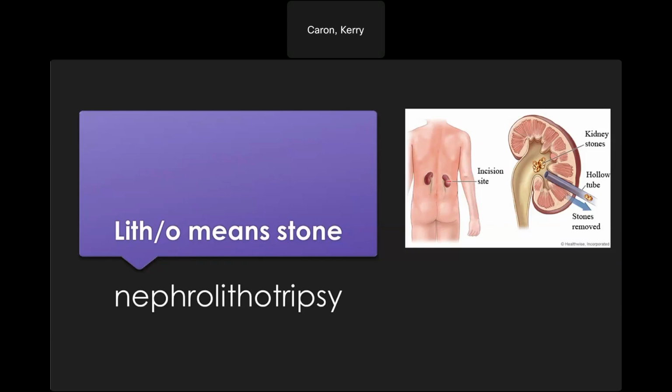Litho, we've had this one, is stone. So nephrolithotripsy is crushing of a kidney stone. Tripsy, crushing, nephro, kidney, litho, stone. So nephrolithotripsy is crushing of a kidney stone.